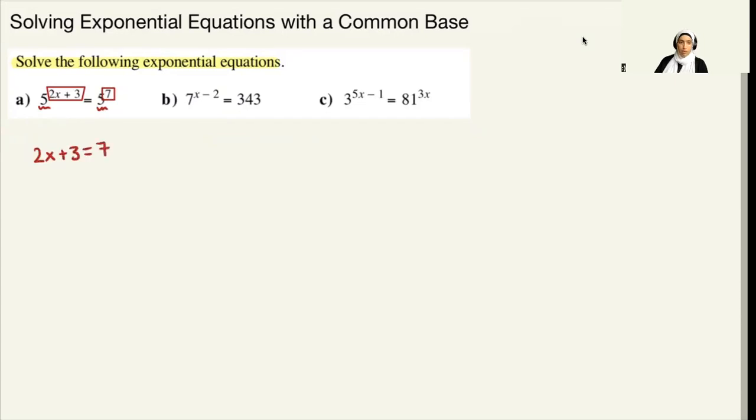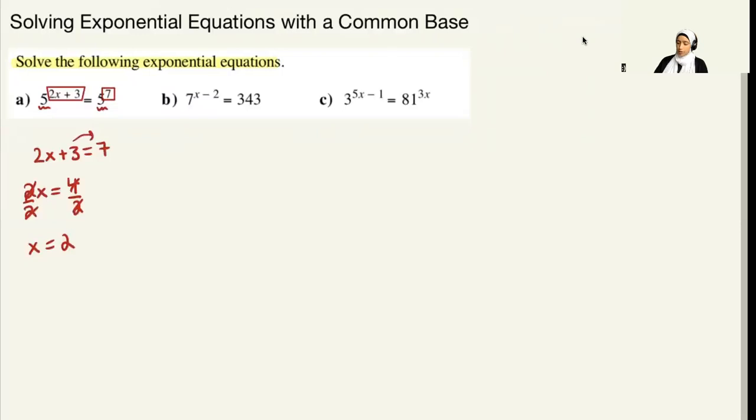If I want to solve for x, I just isolate. So I have 2x is equal to 7 minus 3. That's 4. Divide by 2. Divide by 2. Then I have x is equal to 2. Okay? All right, let's do the next one.